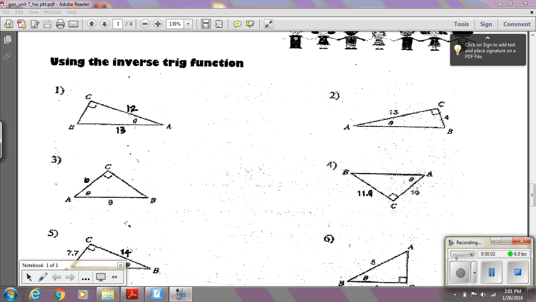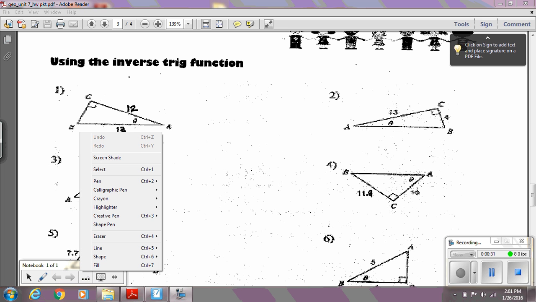Unit 7, Day 3 homework tutorial. I will work with you on the even problems, and then just mimic what I do on the even problems for the odds. I will work with you on the odd problems, and what I do with the odd problems, mimic on the even. Alrighty, so we're using inverse trigonometry to find the angle measures.